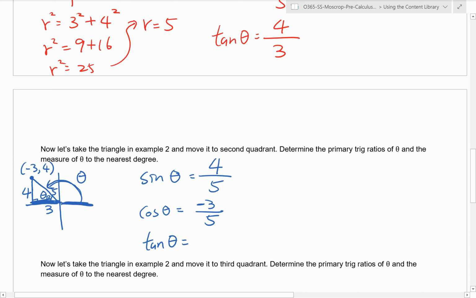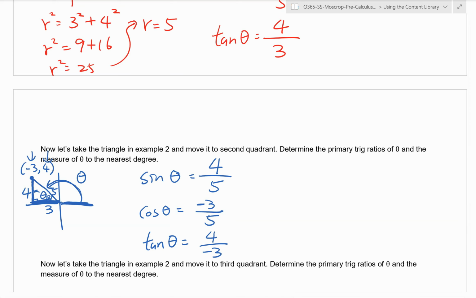Tangent is going to be opposite over adjacent, so the opposite side is right here, that's 4, no problem, and the adjacent side is now negative 3. So now you might ask, how come for sine theta we don't put negative 4 over 5? Because in the second quadrant you can see the y value is still positive. You can see from the coordinates, right? The x coordinate here is negative, and there's my x, that's my adjacent side. The y value is positive, and that's why sine theta is not negative, it's actually positive 4 over 5. So tangent theta is 4 over negative 3.